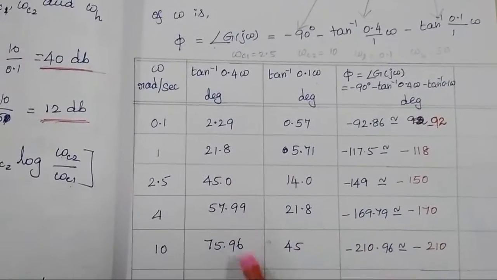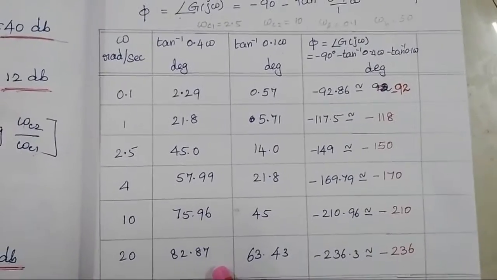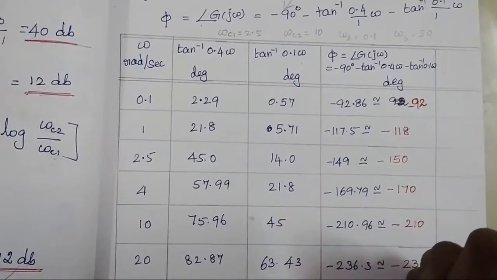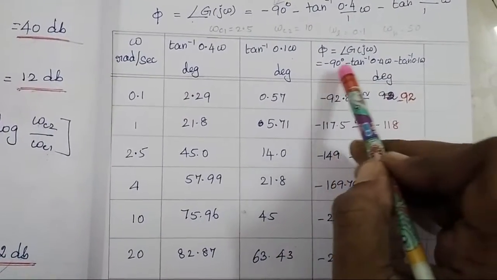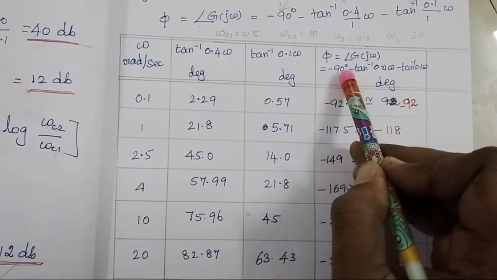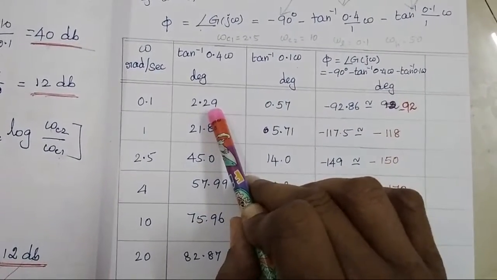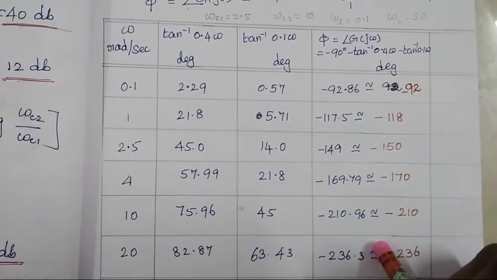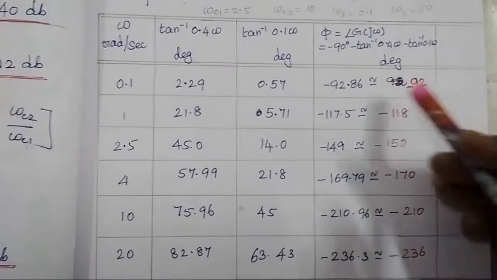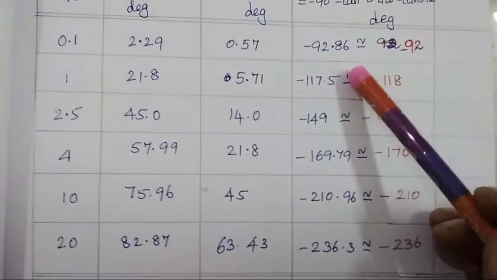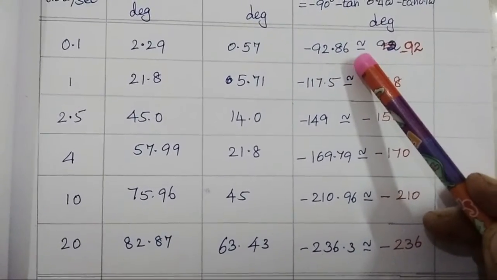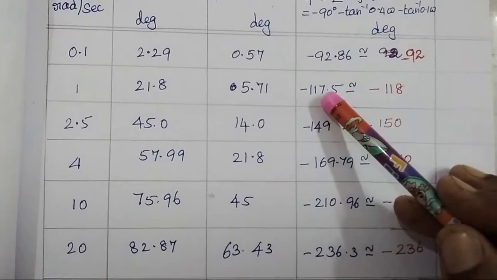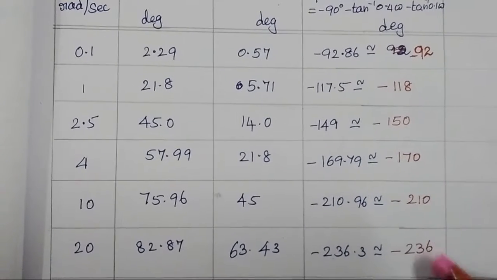0.4 omega calculation for all the frequency values, then tan inverse of 0.1 omega values. Then I calculate minus 90 degree minus this value minus this value. It is easier to calculate the phase angle on a calculator. Similarly, I do the calculations on a calculator, which is approximately equal to minus 92 degree. I do the approximation here one by one.